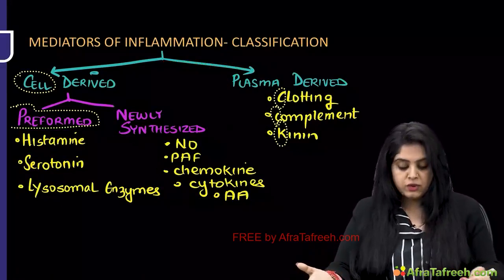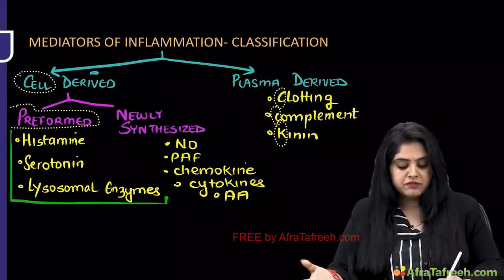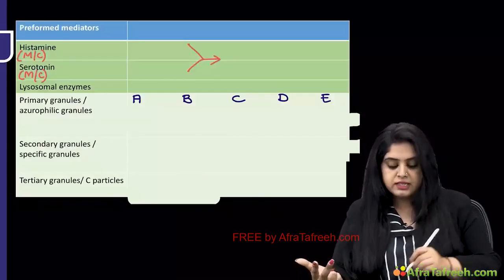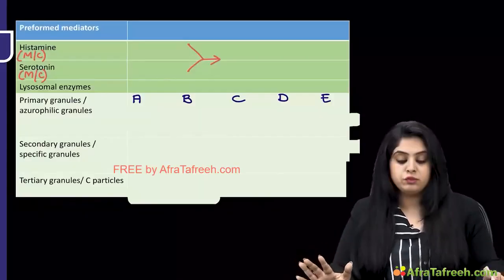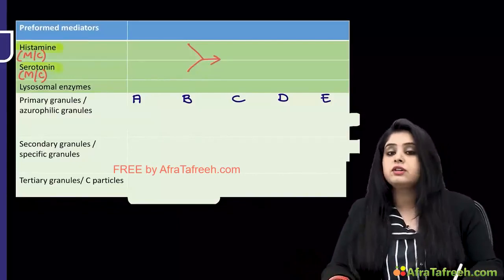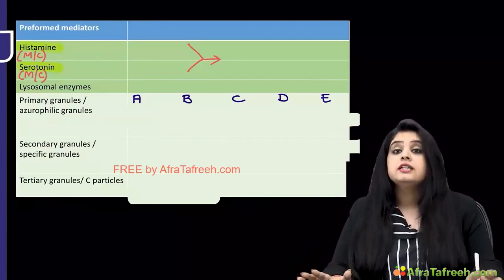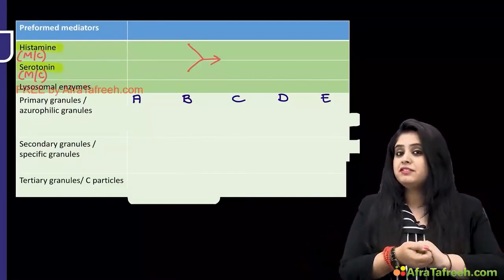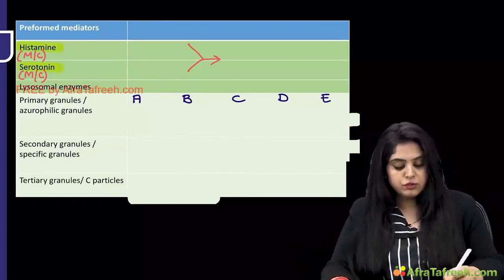So now let's get going. Let me start from these 3 first: histamine, serotonin, lysosomal enzymes. In one table, I want to finish off this entire story. So please remember, as I keep saying, histamine and serotonin are cousin brothers. They come from different parents, but they are best friends after that. Best buddies.